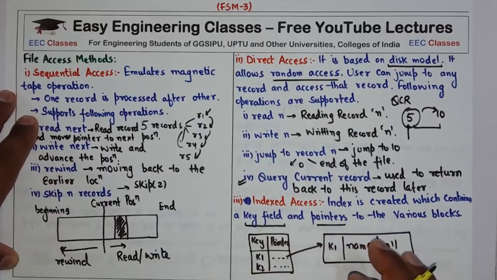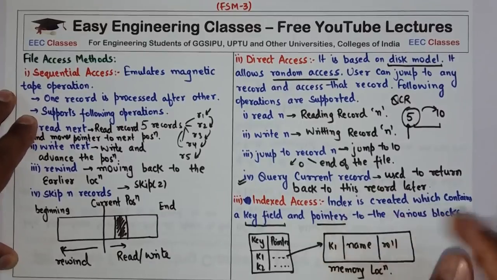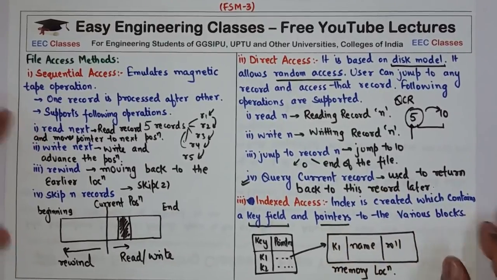So if you have to access a file, then you have to access the index file, search for the key field, and then from the pointer you have to access the memory location at which the file is stored. So that is how you can use index access method of file system management.